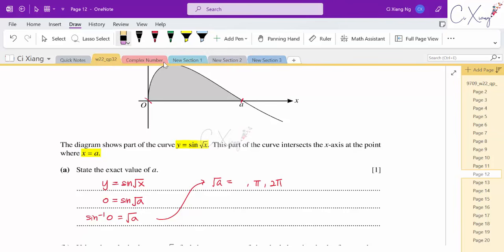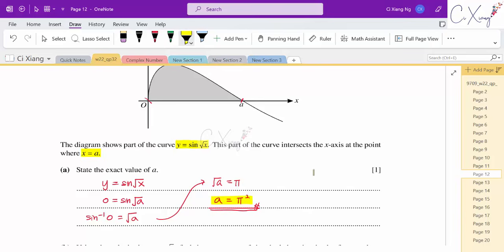So 0 will be ignored, and then the second possible value will be pi. So if I have square root a equals pi, therefore my a will be equal to pi squared. So this is the answer for A.